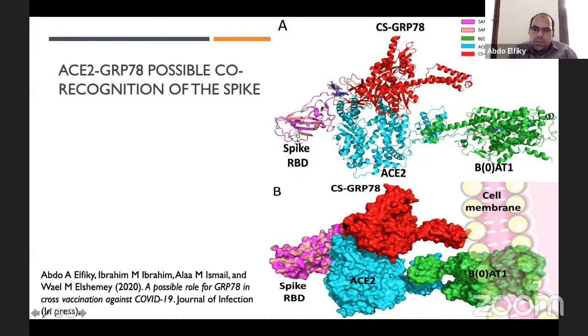So our model shows that GRB78 should be carried on some protein on the membrane. I mean, GRB78 is not inserted into the membrane directly, but some protein can carry GRB78 in order to be available for spike recognition. So this is another model that we built based on the solved structure of spike protein.